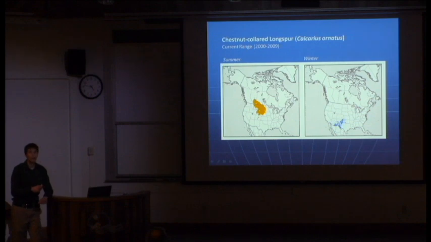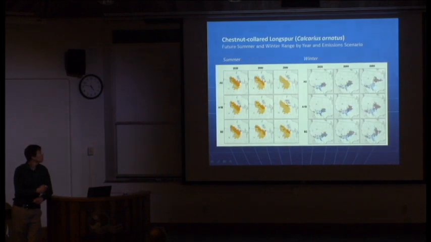So here is the species example, just to give you an idea of what they did, and then I'll talk about all the grassland birds as a whole. Here we have the chestnut-colored longspur, and here's its summer distribution based on its bioclimatic envelope, and here's its winter distribution. These are the current predictions based on current sightings. So this isn't the actual observation; this is the output from the boosted regression tree model. It's saying this is where you're going to find the birds. Okay, well, what happens as conditions change?